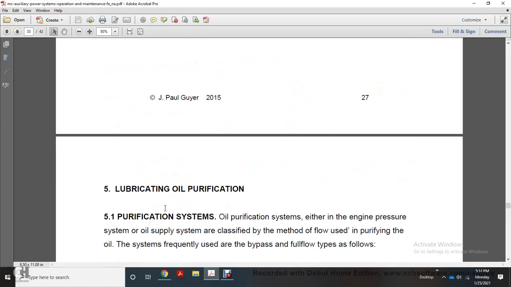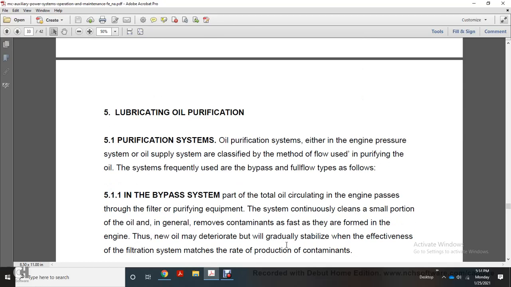Section 5: lubricating oil purification system. Engine pressure and oil supply systems are classified by the method of flow used in purifying oil. Systems frequently used are the bypass and full flow types, as follows.